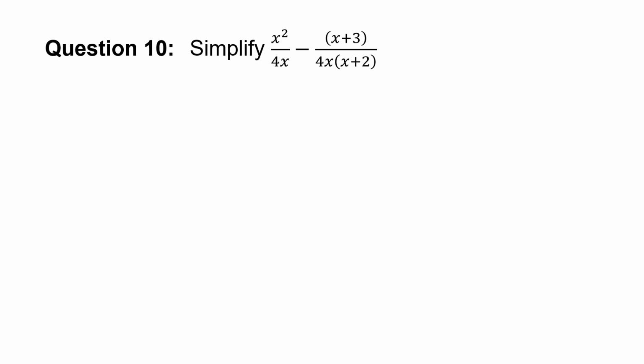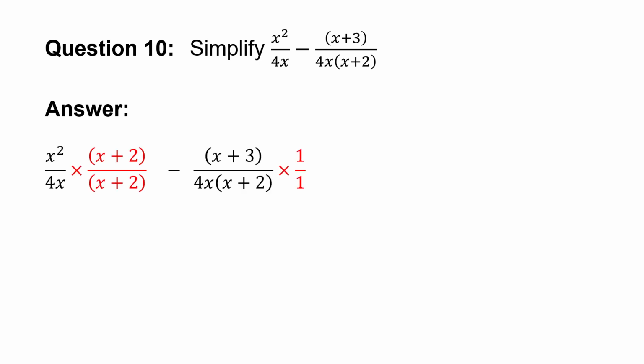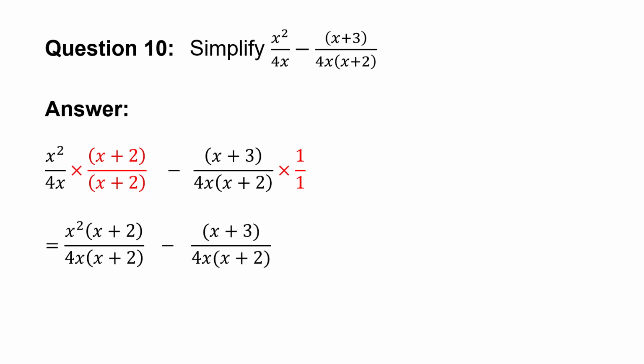So here we have a subtraction. In this case, I'm going to say that we want the denominator to be 4x times x plus 2 on both sides. To do this, we can see that on the left-hand side, we need to multiply top and bottom by x plus 2. Now on the right-hand side, the denominator already is 4x times x plus 2, so we don't have to do anything to this.